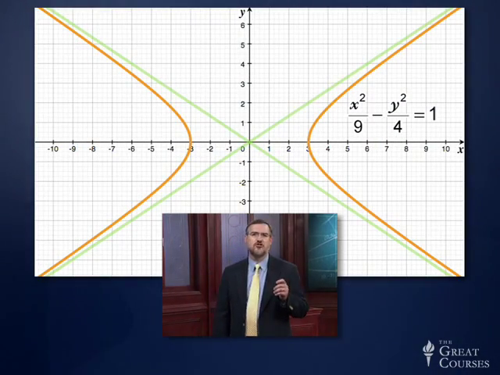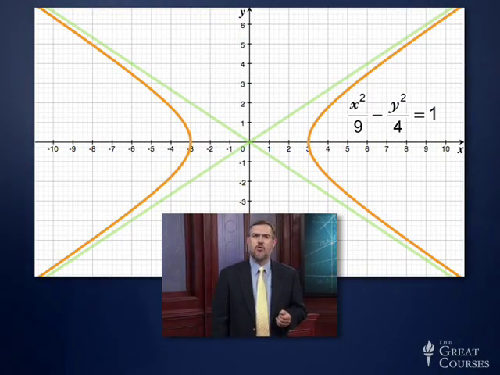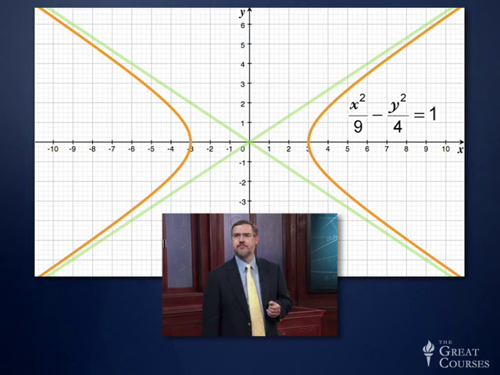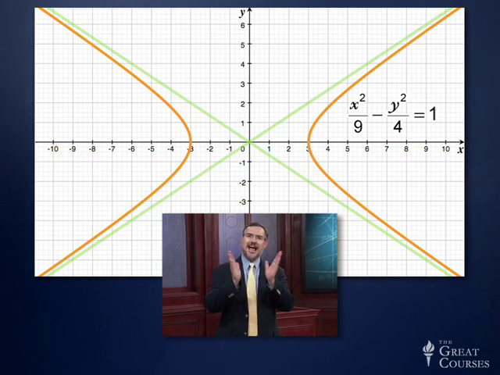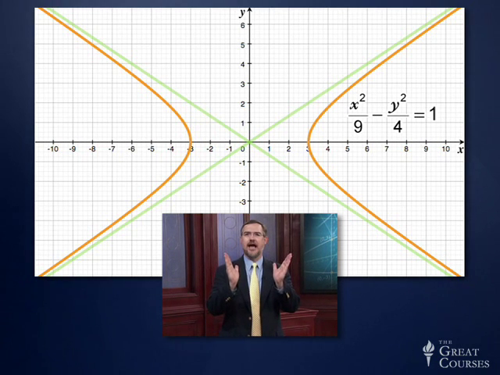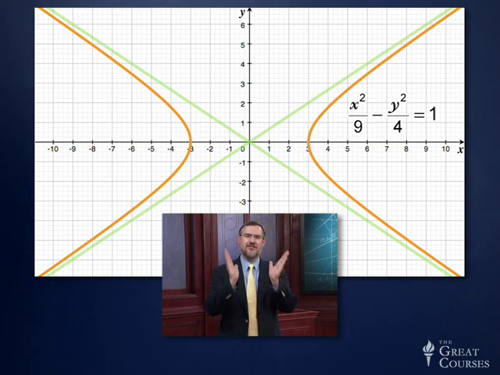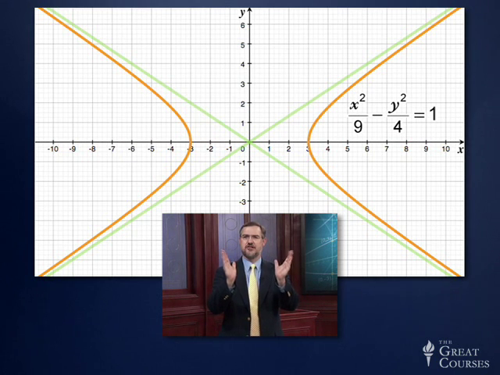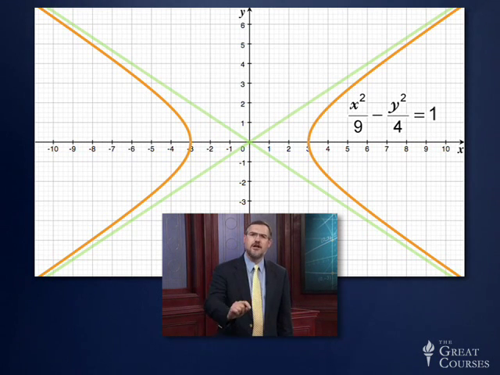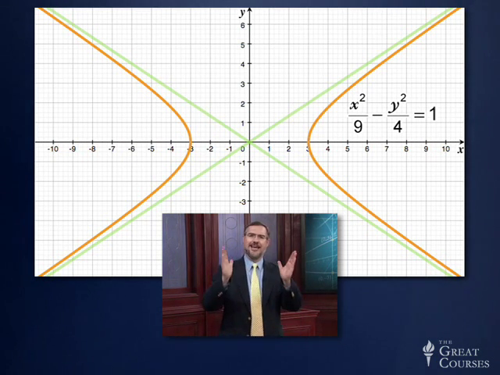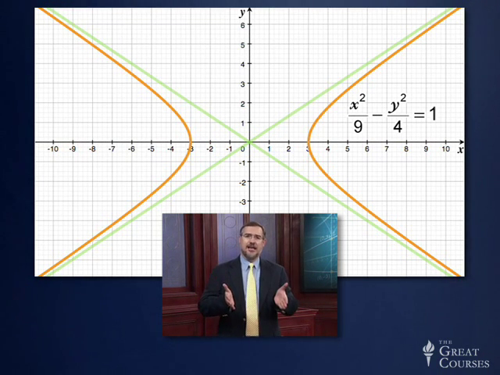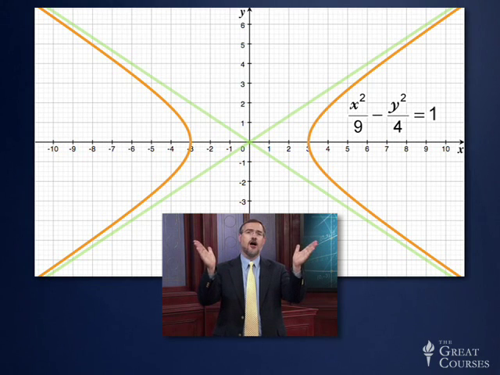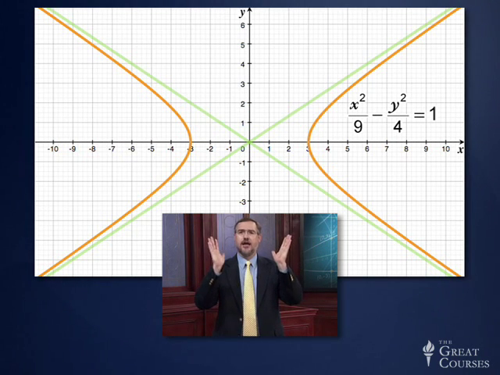Let's look again at the equation x squared over 9 minus y squared over 4 equals 1. Notice a couple things. See how the U-shapes seem to flatten out near the asymptote lines. That flattening of the U-shapes in a hyperbola is extremely different from the way the ends or the legs of a parabola act. The ends of a parabola do not hug or get close to a straight line.